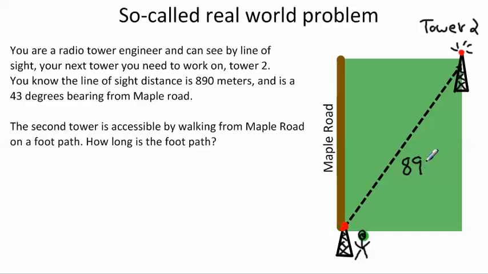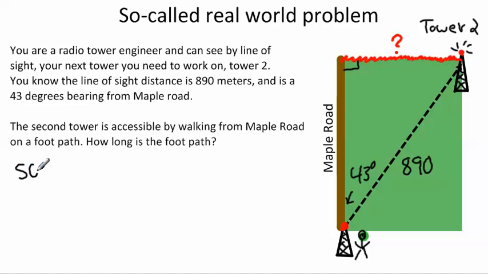So the hypotenuse of this right triangle is 890 meters, and it's a 43 degree bearing from Maple Road. So right down here is 43 degrees. That's that angle. The second tower is accessible by walking from Maple Road on a footpath. How long is the footpath? Alright, so our footpath is this red part right here. So you go off of Maple Road, you've got to jog through the woods here to get to tower number 2. And you want to know how far that is.